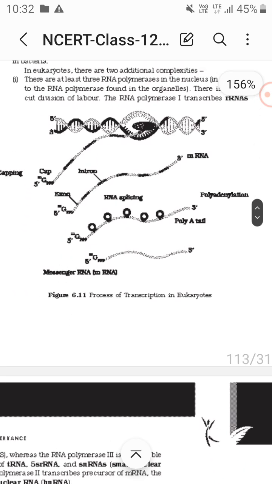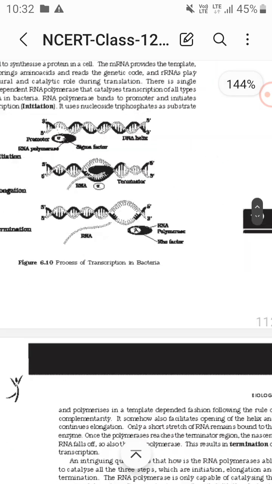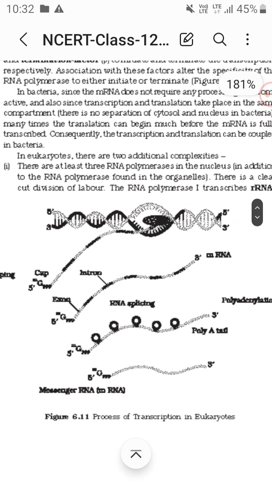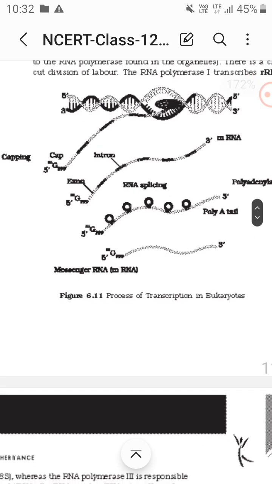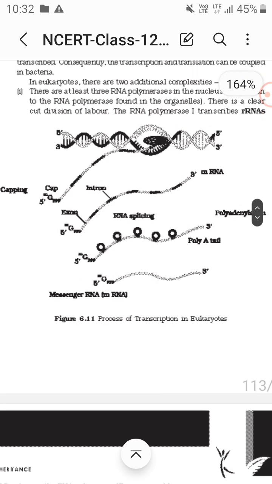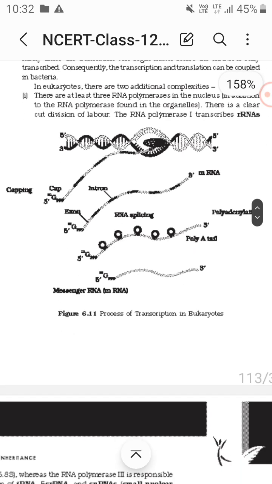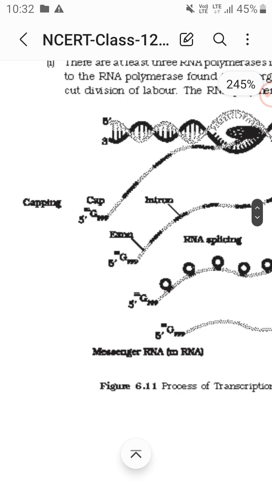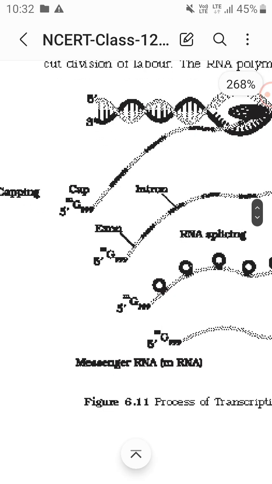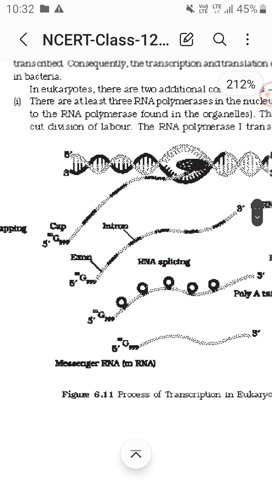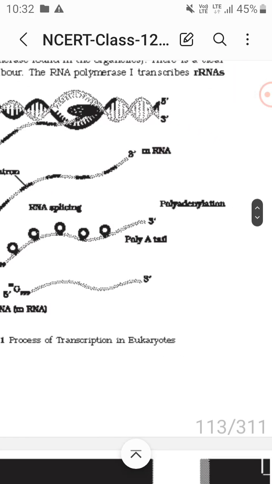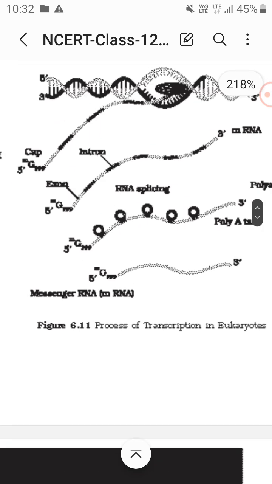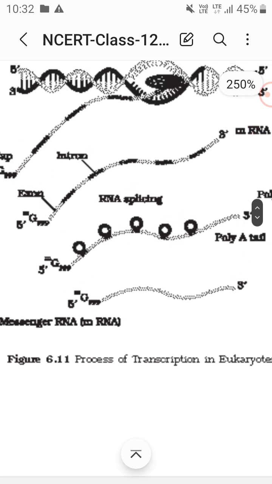Now this is the process of transcription in eukaryotes; the earlier one was in bacteria. In the first diagram, the first step is capping, and this is the splicing. When mRNA is formed, there are additional steps. At the 5' end is methyl guanosine triphosphate, that is the capping, and then polyadenylation, that is tailing, a poly-A tail at the 3' end.